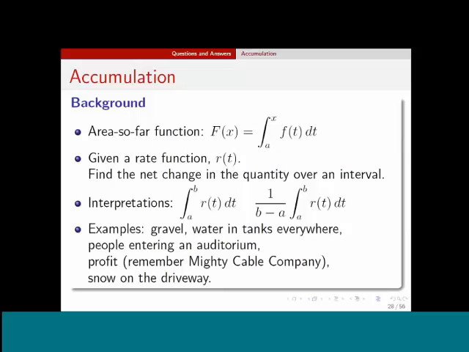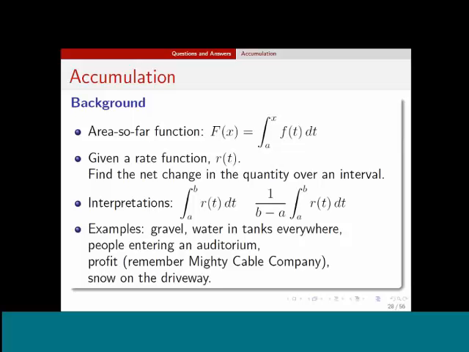The next theme is accumulation. And these are just some examples of what I think of when I consider accumulation. I think of what I call this area so far function, which is accumulating area underneath the curve from A to X. And suppose we were given a rate function R of t. We might ask the student to find a net change in the quantity over an interval.